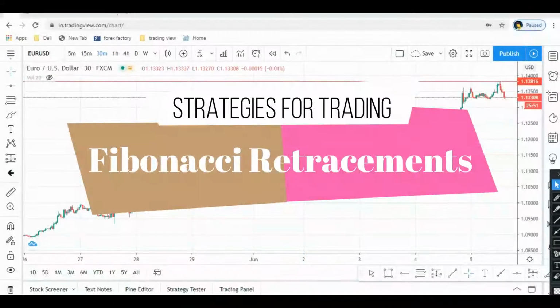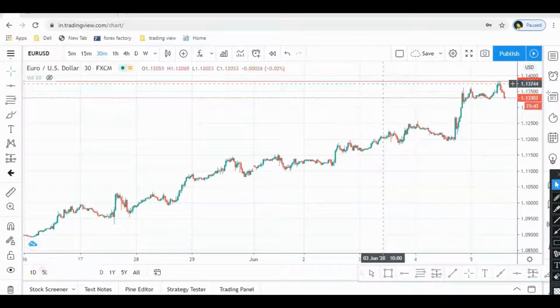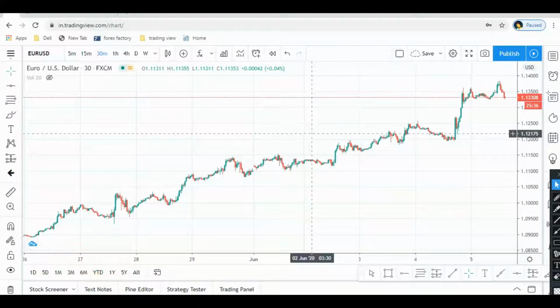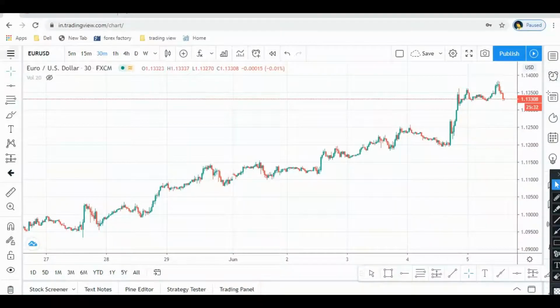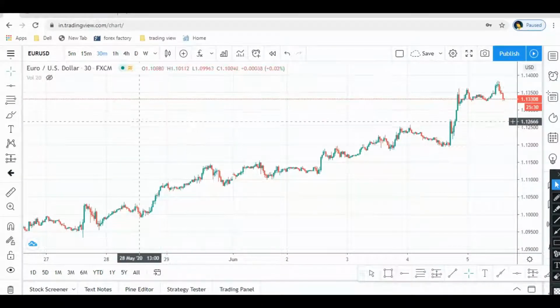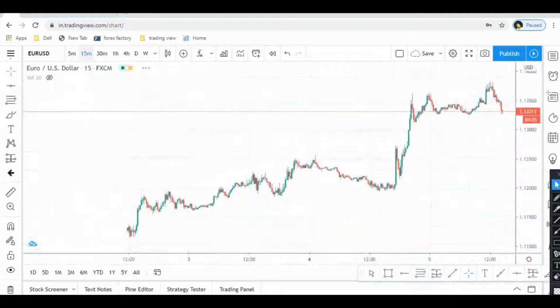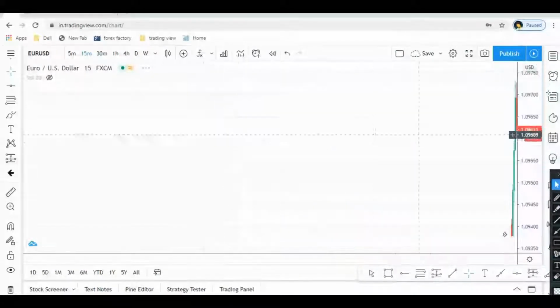Welcome to my channel. Today I'm not going to take any live trade, because today I'm going to teach you how exactly Fibonacci retracement works. So today's session will be totally on Fibonacci. Let's start. Right now, as you can see, I am on the EUR/USD. Let's switch to the 15-minute chart, and let me show you how exactly Fibonacci retracement works.